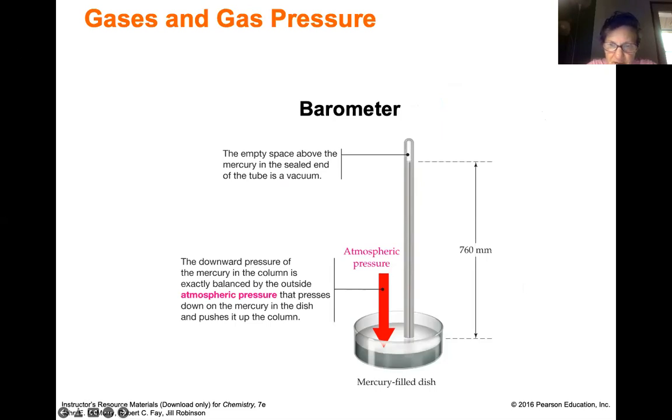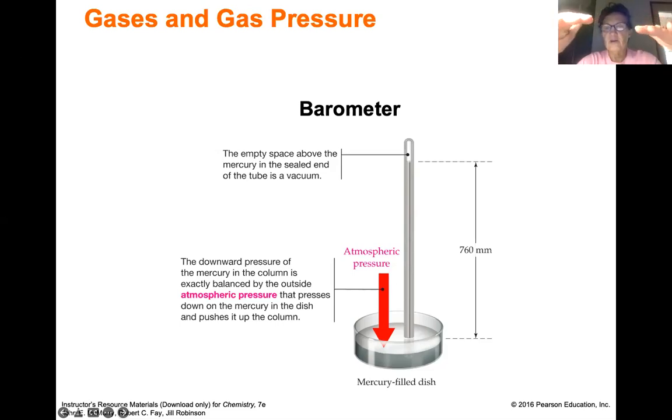You have a column of mercury sitting inside a mercury dish, and there'll be pressure both on the surface of the dish and also up above in that column where you have the empty space. The empty space above the mercury in the sealed end is a vacuum, so that means there should be no pressure. And the downward pressure of mercury in the column is exactly balanced by the outside atmospheric pressure that presses down on the mercury in the dish.